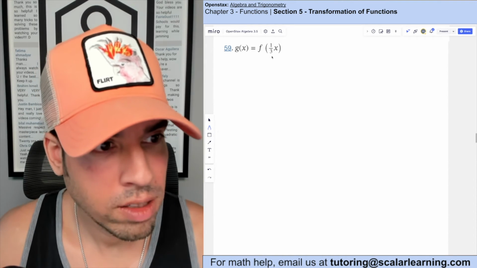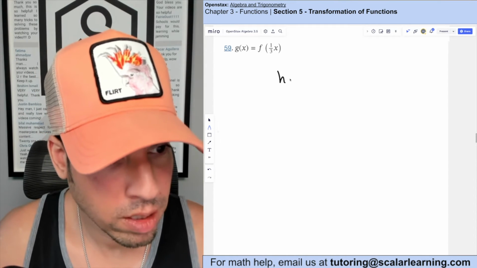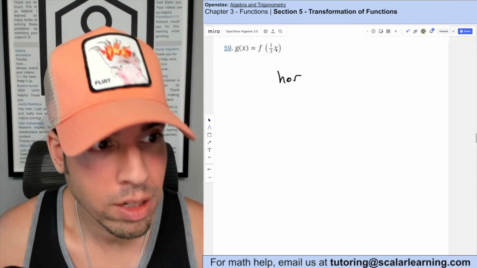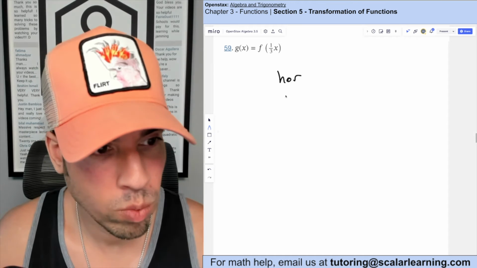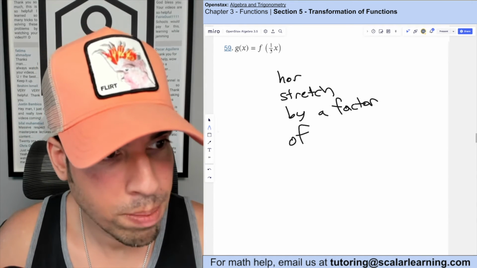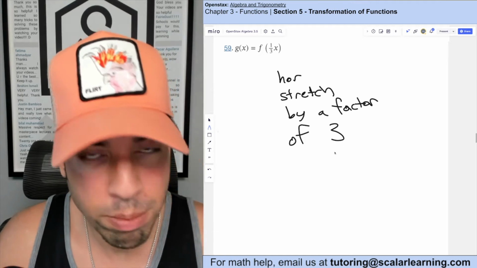Once again, we have a constant multiplying the input, which means it is a horizontal. And is it a stretch or compression? Because it's between 0 and 1, we say a horizontal stretch by a factor of the reciprocal of that constant, which is 3, boom, done.